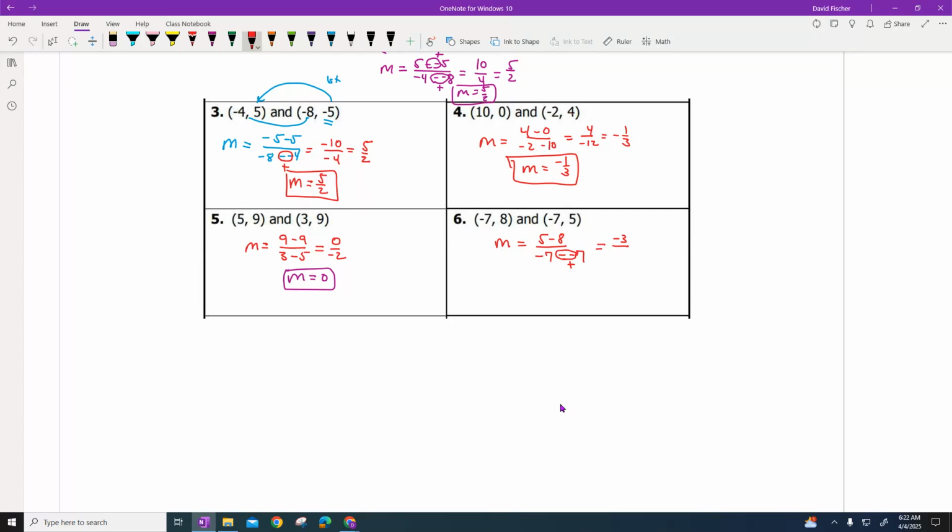Now here I've got a negative 7 plus 7, and that's the one that's a 0. And so now if I put in negative 3 divided by 0, I get that divide by error. So this guy's called undefined.